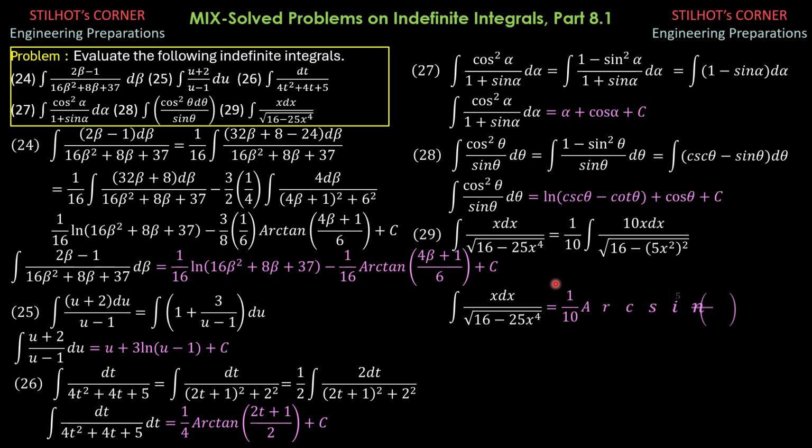So the answer is 1 over 10 arc sine of 5x squared over 4 plus c. So the integral of x dx over square root of 16 minus 25x to the fourth is 1 over 10 arc sine of (5x squared) over 4 plus c. So that's it for this video.